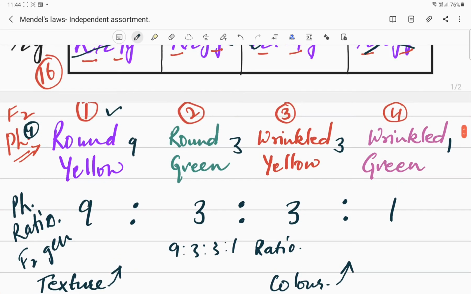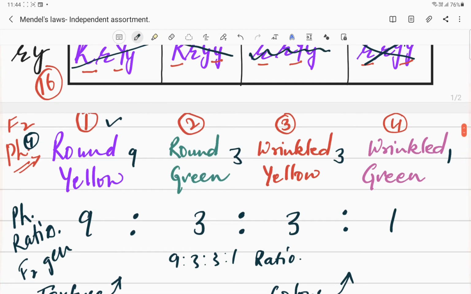Let us see how many round seeds in total we have. So we have a total of 16 possible combinations. Out of these 16 combinations, how many combinations have round seeds? So let's look at this.